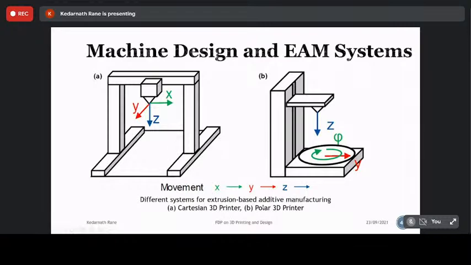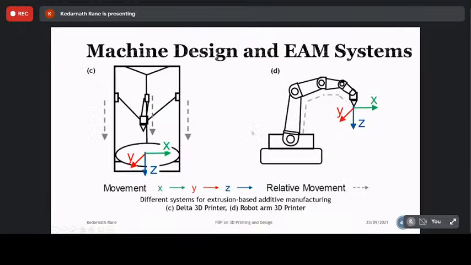Then another is called a polar 3D printer, where you have rotational and Z movement for the extruder. Rotational movement and y-axis are controlled through the bed only. So you have, I call it, bed and nozzle. The nozzle has only z-axis, and theta and y are on the bed. Here you have 2-axis motion for the nozzle and 1-axis motion for the bed.